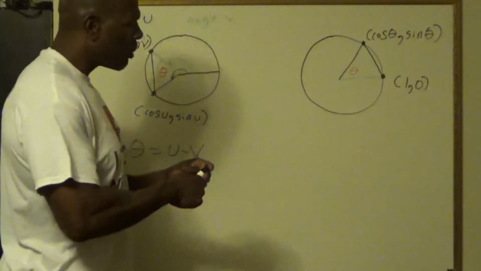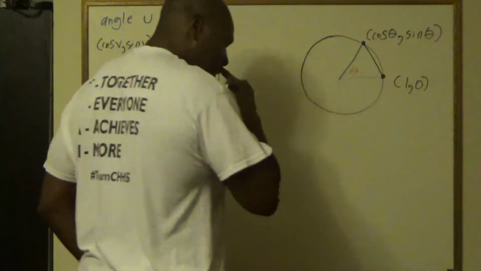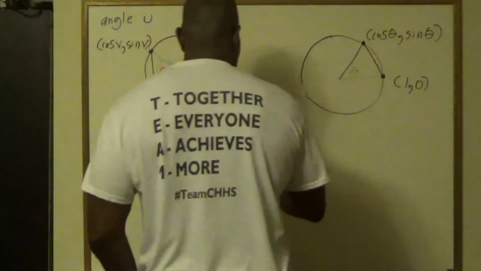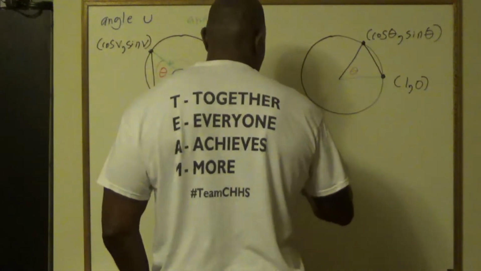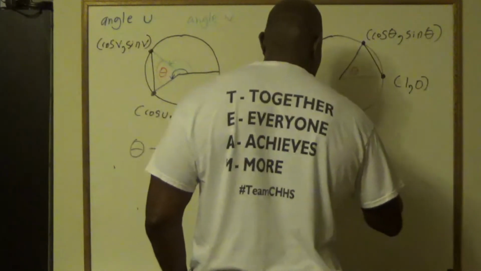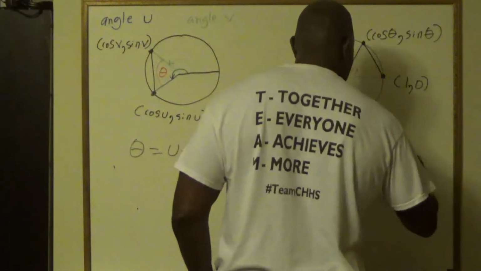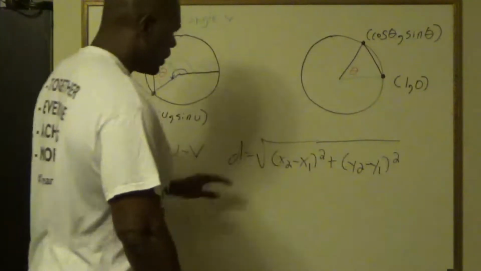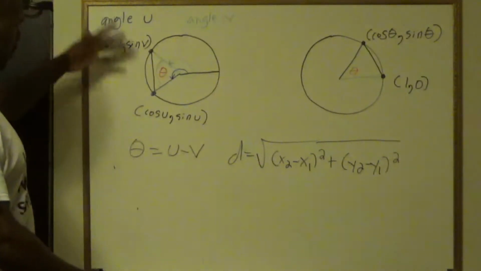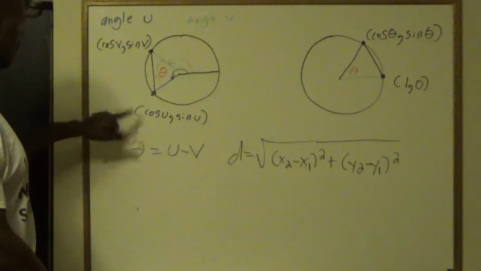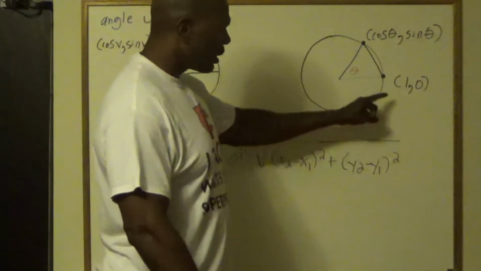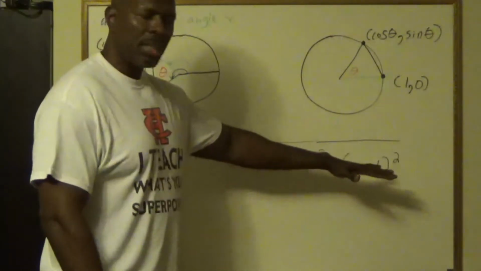Now, the formula to find the distance between two points, so if I want to find the distance between two points, x1, y1, and x2, y2, just as a reminder, that distance is the square root of x2 minus x1 squared plus y2 minus y1 squared. So this is the formula I'm going to use for these particular cases. So in this one, consider this x2, y2. Consider this x1, y1. Consider this x2, y2. Consider this x1, y1. So I'm going to plug that information into this formula.